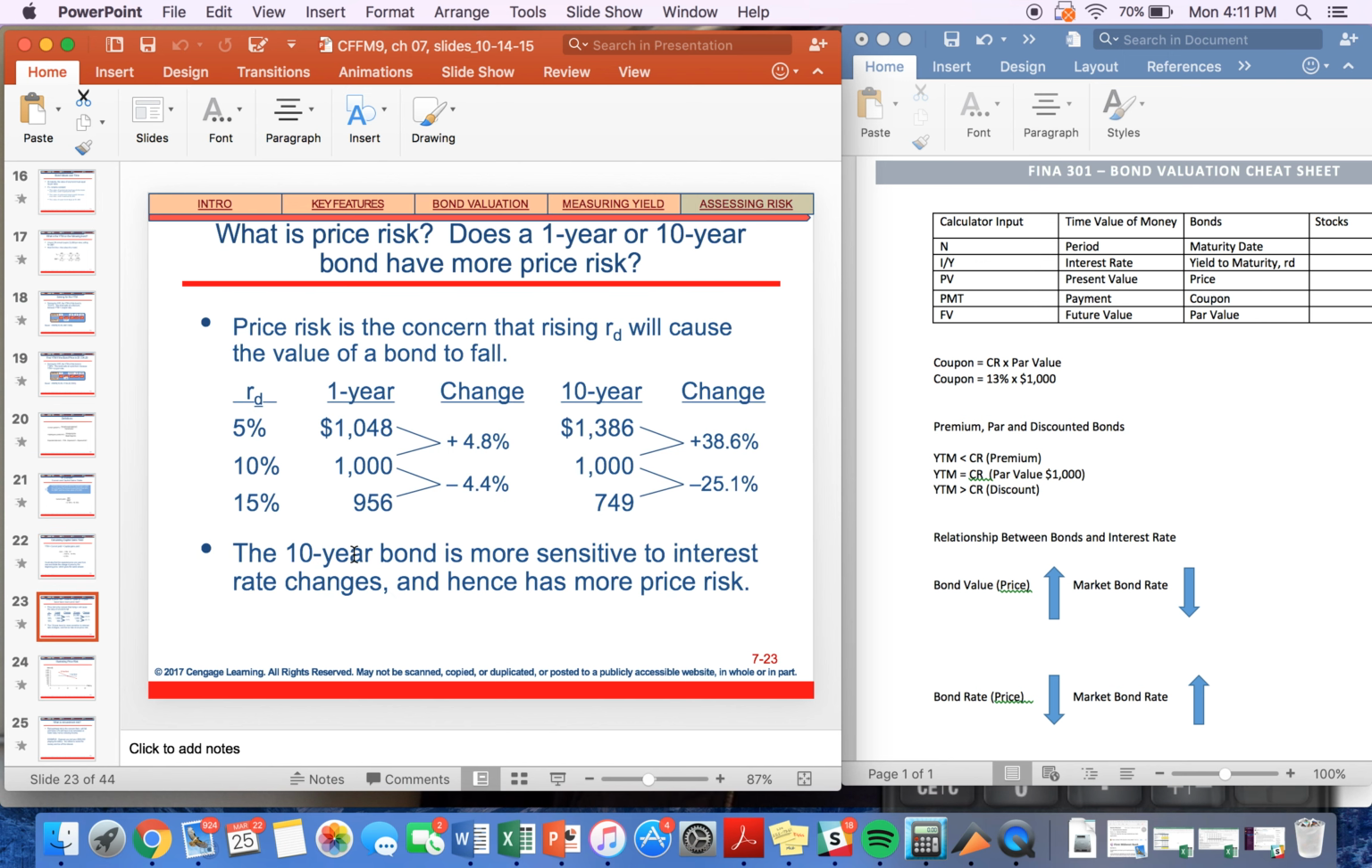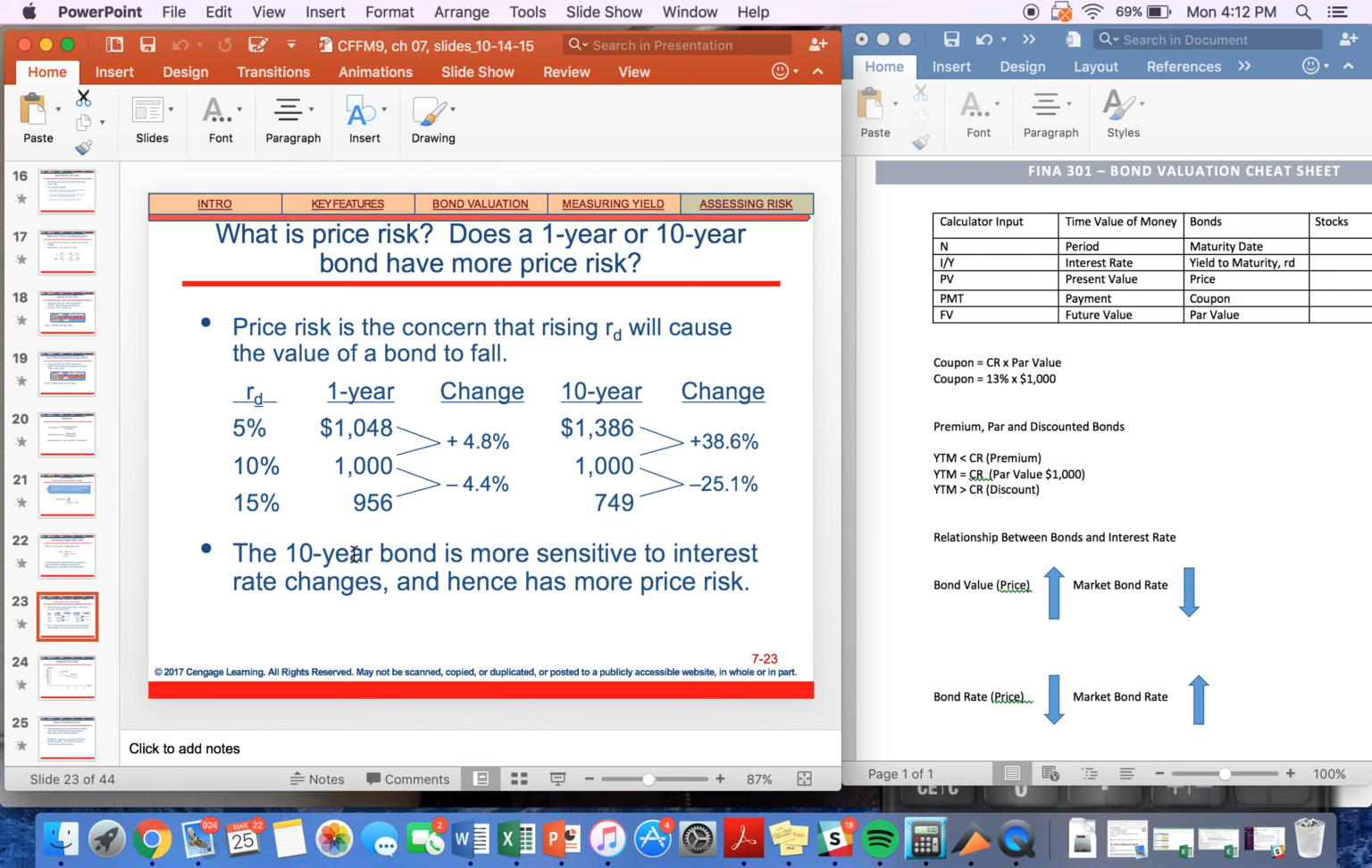So there's a couple different risks that we talk about in this chapter. One of them is called price risk, and another one is called reinvestment risk. So let's break down price risk really quick. So price risk is a concern that the rising market rate, yield to maturity, will cause the value of the bond to fall, okay? So it's asking, does a 1-year bond or a 10-year bond have more price risk? So if we think about that, if this has to do with our interest rate on the market, a 10-year bond is going to be more sensitive to interest rate changes, hence it has more price risk, okay?